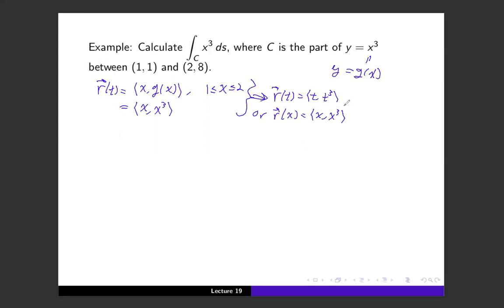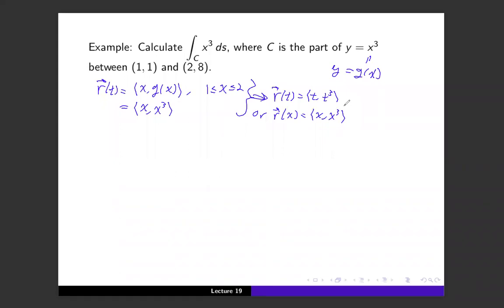The symbol you use, whether it's t or x, makes absolutely no difference. The universe doesn't care what symbol you use. It's a little more traditional to use t, but if you already know that your curve is a function of x, then using x is perfectly fine as well.